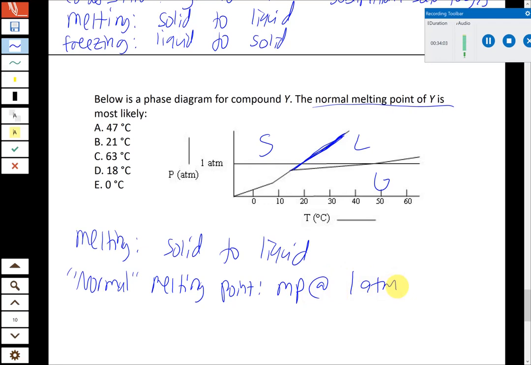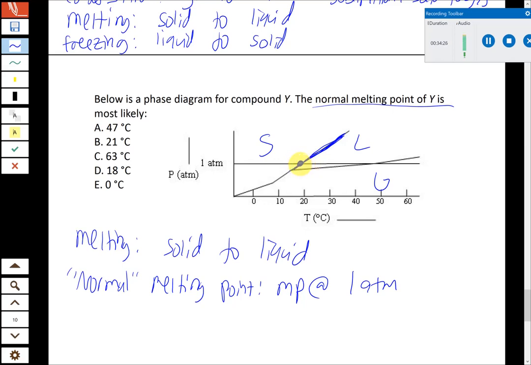All right, so anything normal, normal melting point, normal boiling point, that's going to be the corresponding temperature when we're at a pressure of 1 atmosphere. Because these phase transition temperatures do depend on pressure, as you can see from these diagrams. So we want to find, and we're showing here the 1 atmosphere line. Basically we're looking for where, at 1 atmosphere, the solid and liquid are intersecting each other. That's going to be right there.